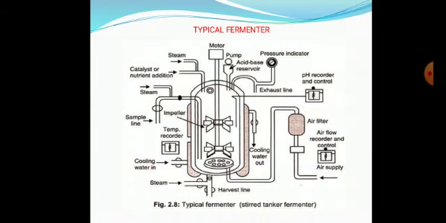Apart from that, you can see outside the fermenter there is one coating. We call it the heating cooling jacket of the fermenter, which is on the outer wall of the fermenter. That is called the heating cooling jacket.